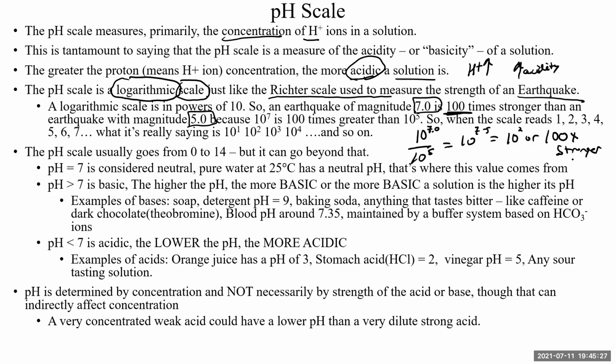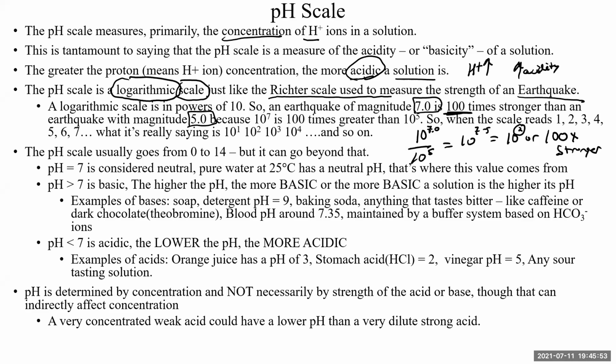A 7.0 earthquake is 7 orders of magnitude, or in other words, 2 orders of magnitude greater than a 5.0 earthquake. That's what that 2 would represent here, a 2-order magnitude difference between a 7.0 earthquake and a 5.0 earthquake. An 8.0 earthquake would be 3 orders of magnitude stronger, or 1,000 times stronger than a 5.0 earthquake, etc.